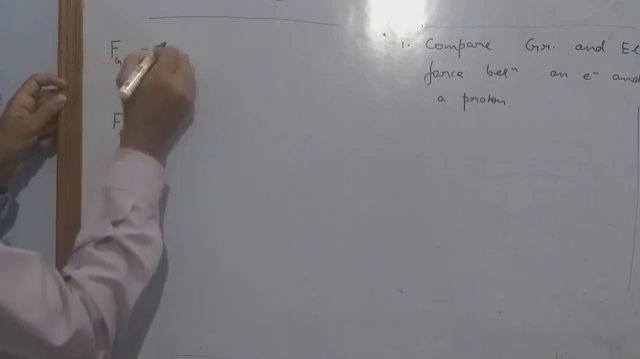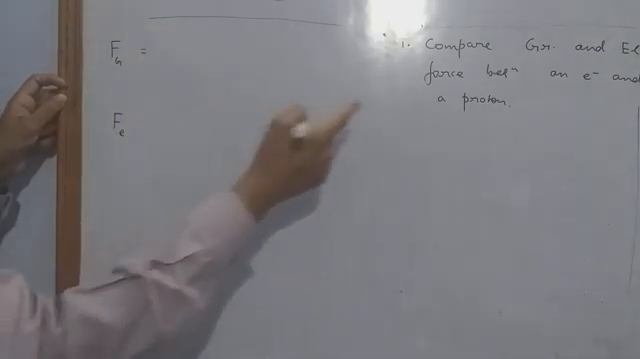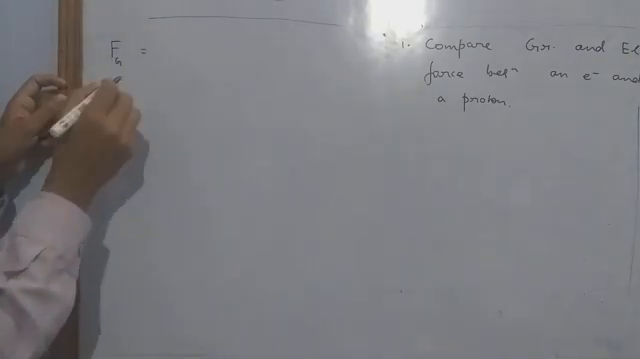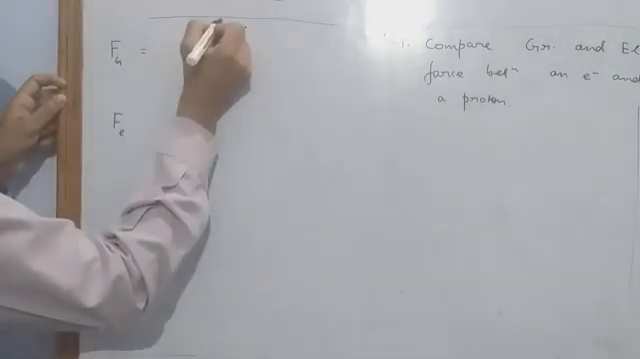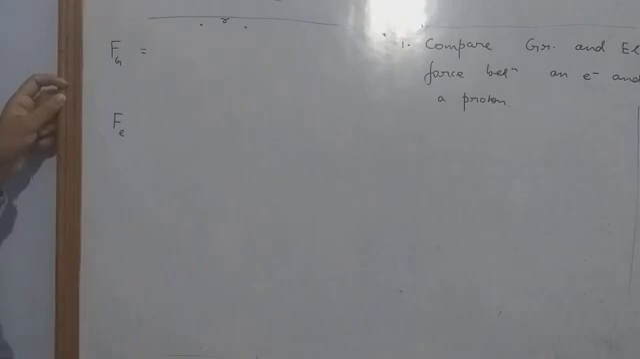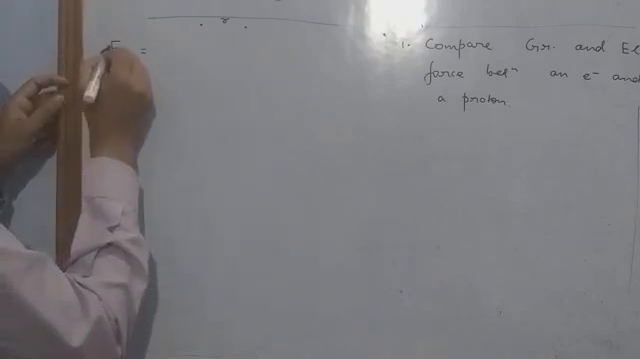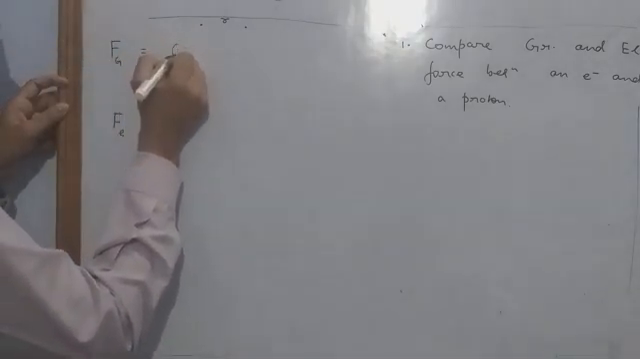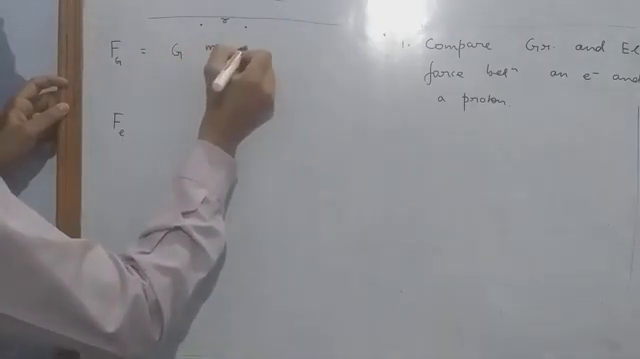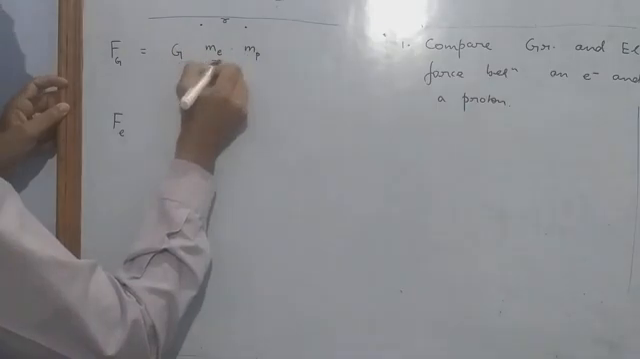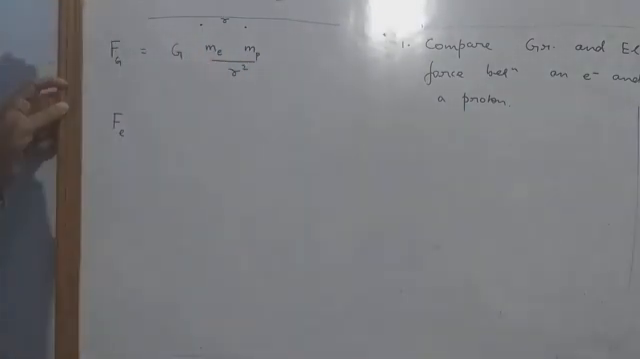Gravitational force, you know students, between an electron and proton. Now here the separation is not given. We'll assume that the electron and the proton are separated by a distance, say r. The gravitational force between them will be G times mass of electron into mass of proton divided by the square of the distance between them.